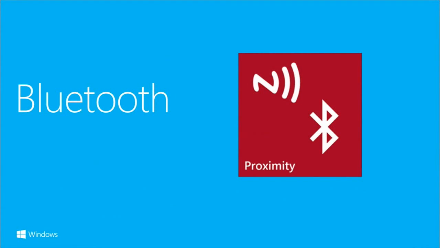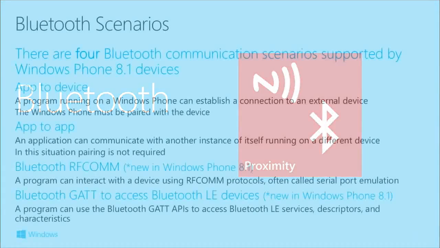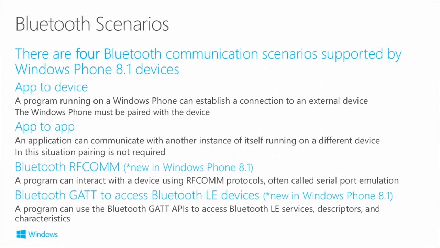I'm not going to do a demo on that because I really want to get into almost the more interesting stuff, if you like, which is Bluetooth and NFC. Bluetooth first. So we've got 4 Bluetooth scenarios, four ways that you can use Bluetooth in a Windows Phone device or a Windows device. First of all, we've got this app to device thing.